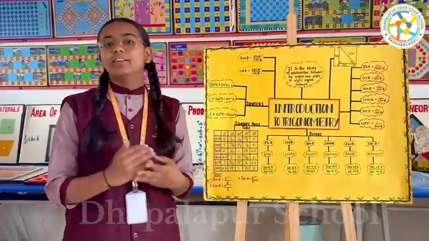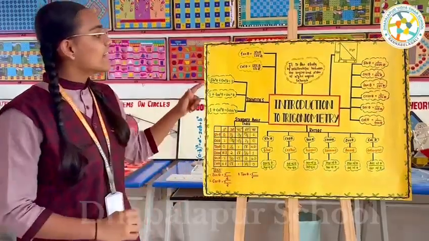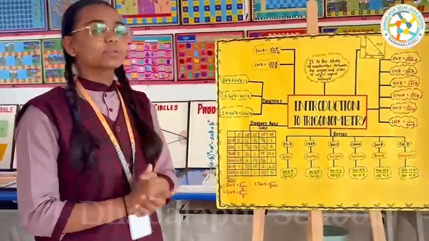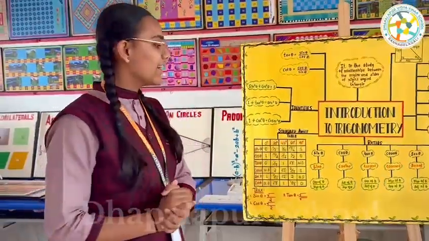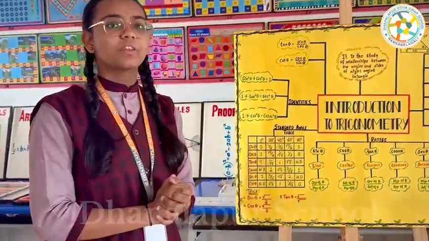There are 3 fundamental identities which form the base of this chapter. Those are sin squared theta plus cos squared theta is equal to 1, 1 plus tan squared theta is equal to sec squared theta, and 1 plus cot squared theta is equal to cosec squared theta.